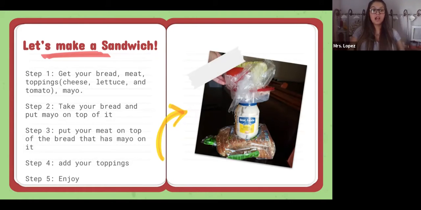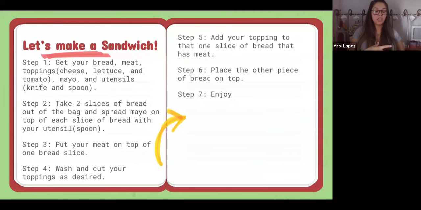So let's try it again and let's make a sandwich again. But this time we're going to have a little bit extra in our steps and more steps. So we have step 1. Get your bread, your meat, your toppings, your cheese, lettuce, tomato, and mayo, and our utensils, a knife and a spoon. Then we have our step 2. We're going to take 2 slices of bread out of the bag and spread the mayo on top of each slice of bread with your utensil. I used a spoon to spread my mayo.